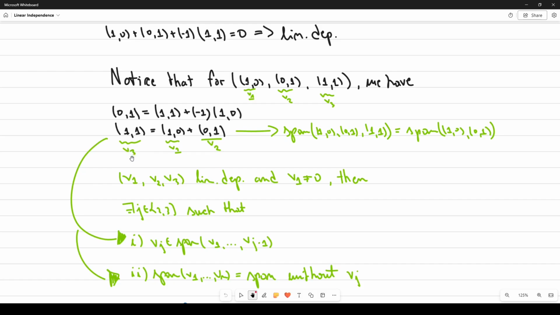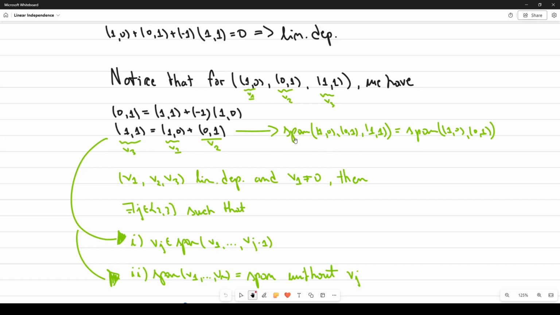So v3 can be expressed as a linear combination of v1 and v2. That means that it belongs to the span of these vectors. And we also have that the span of our original list is equal to the span without vj, since our third vector, our vj in this case, belongs to the span of these two vectors. If I were to remove it from the list, I wouldn't have removed anything significant from the span, since this element was already contained within the span of these two vectors.